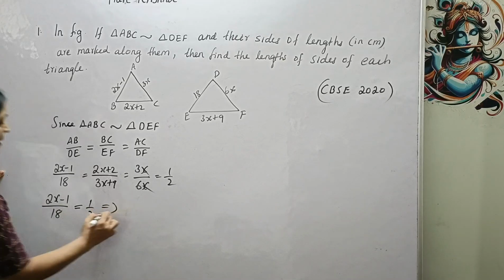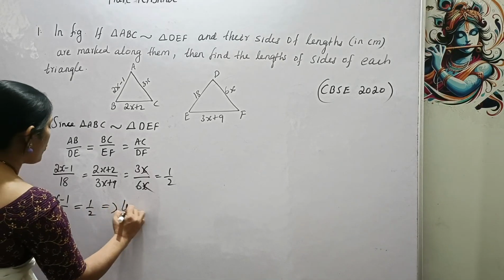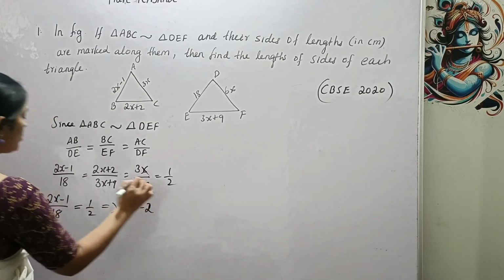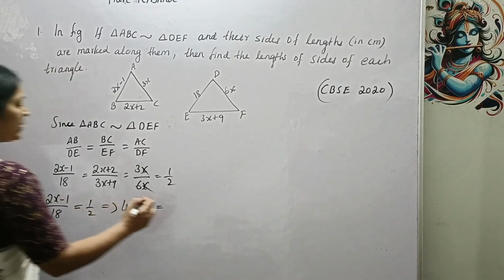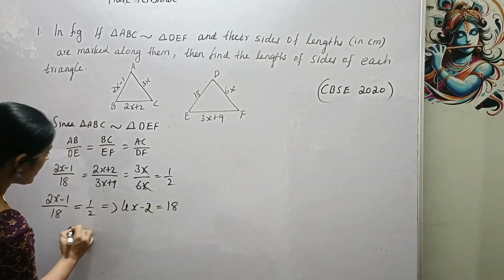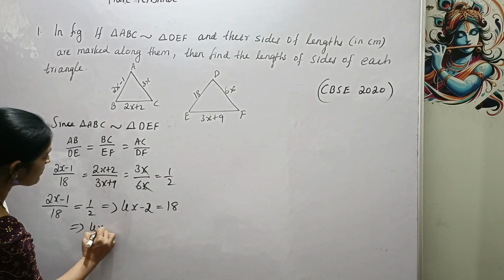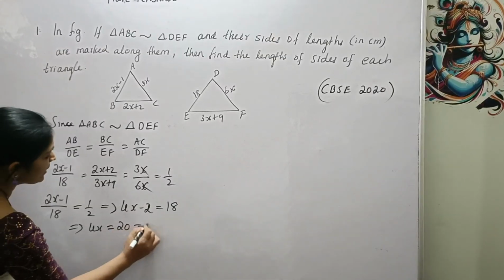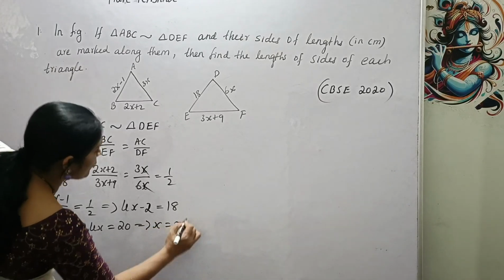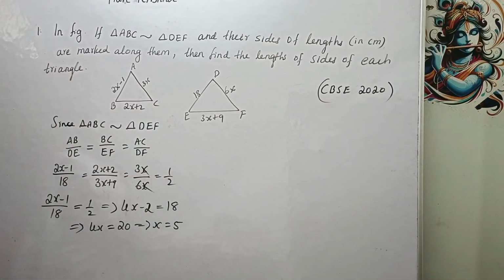That implies 4x minus 2 is equal to 18, cross multiplying. That implies 4x is equal to 18 plus 2, 20, that implies x is equal to 5. So here the x value is 5.